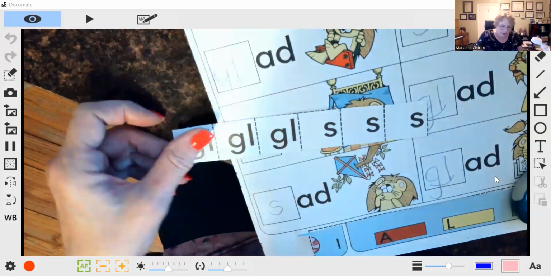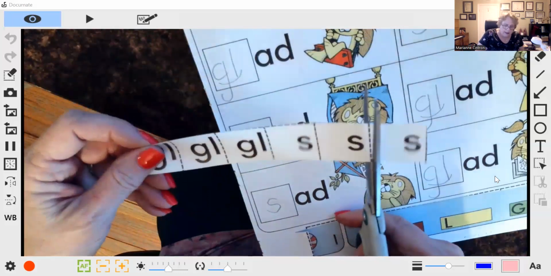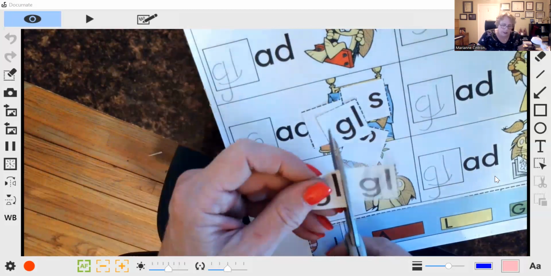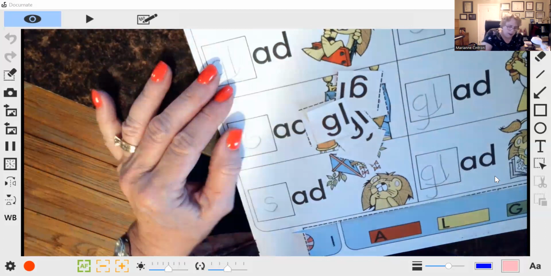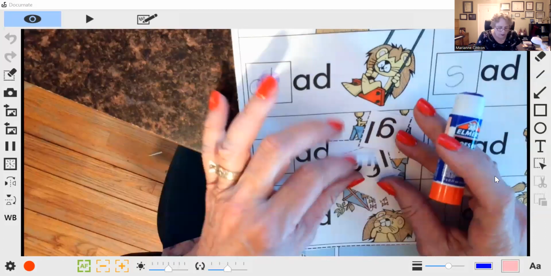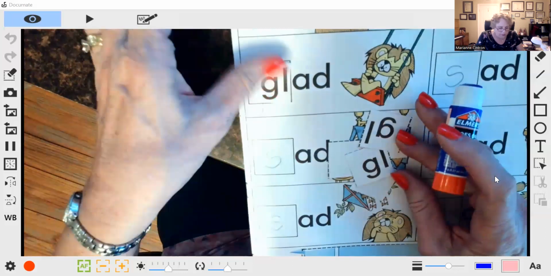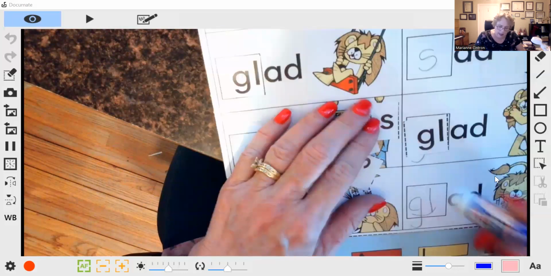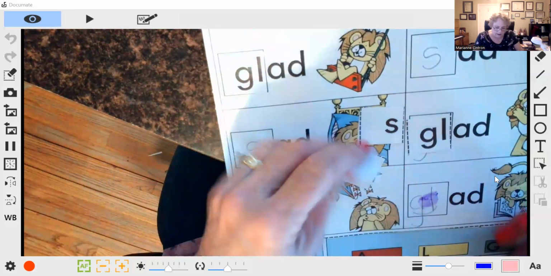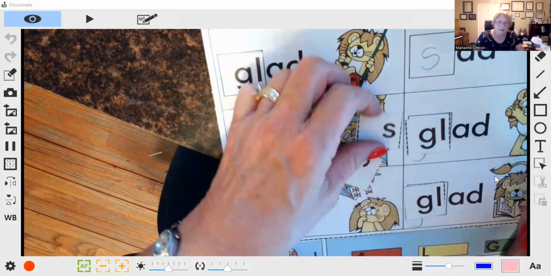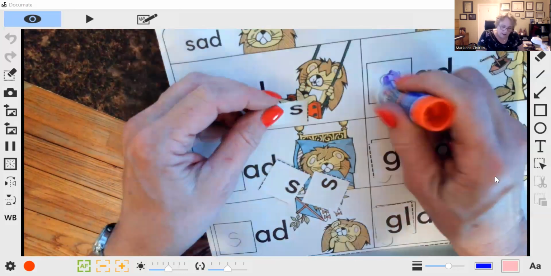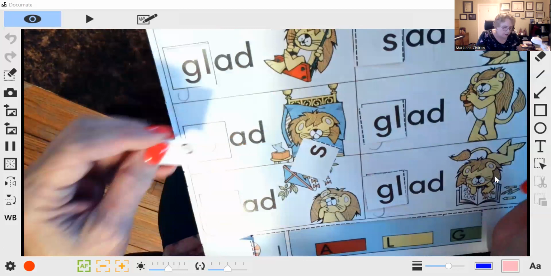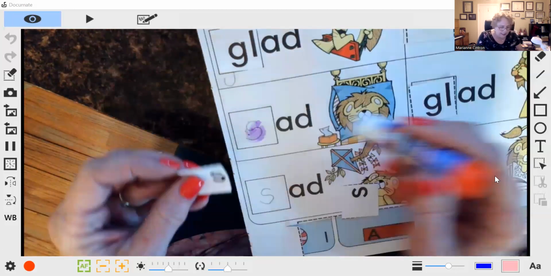So we have a sad, we have S, S, S, and we have GL, GL, GL. So we could put the GL right over the GL. And here's my other GL, glad. And here's my other glad. And then here's my S for sad. If your child can describe the picture, he's sad because he broke his boat. He's sad because he's sick.